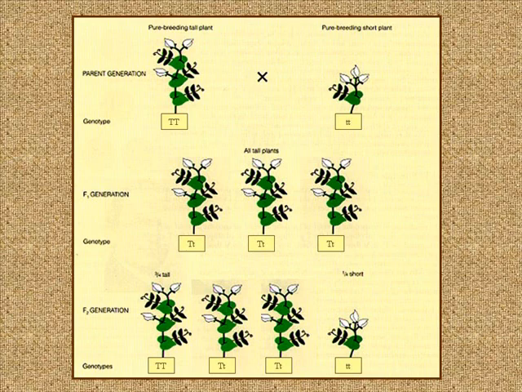And not only that, it would appear in a set ratio. For every 3 plants that exhibited the trait that was shown in that first offspring generation, there was 1 plant that would exhibit the trait that had disappeared entirely.